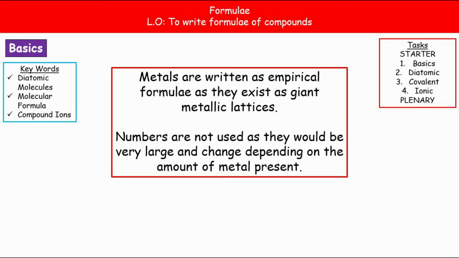And again, the reason that we're not using the numbers is because they would be really big, and big numbers lead to errors when you write them down. Add to that, if we change the amount of metal even by a tiny amount, we change the number of atoms by a significant amount. So we don't ever write the numbers there, it's always just the empirical formula for the metals. So make sure you've got those 2 sentences in your books for me.